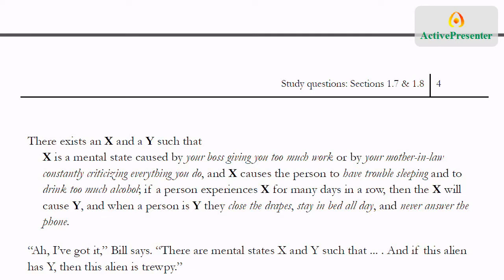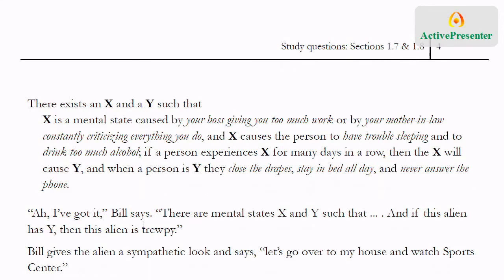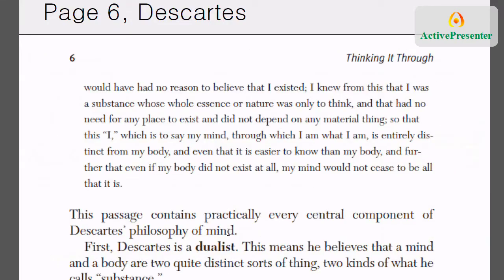The idea is that we are defining these mental states in terms of what they do, what role they have in what's going on in our mind, or in this case, what's going on in the alien's mind. Okay, and then our story finishes up with, I've got it, Bill says, there are mental states X and Y such that, and everything I just read there, and if this alien has Y, then this alien is Troopy. Bill gives the alien a sympathetic look. Okay, so Bill understands what Troopy is now that he's got this functional theory. So he gives the alien a sympathetic look and says, let's go over to my house and watch SportsCenter. All right, happy ending.